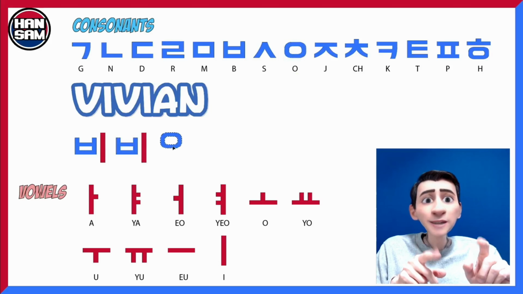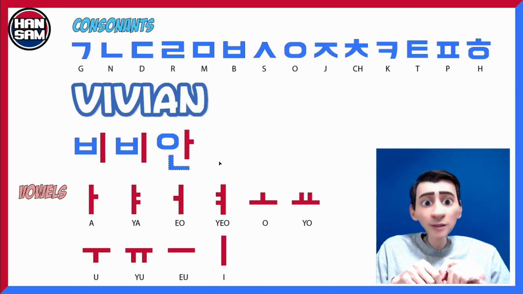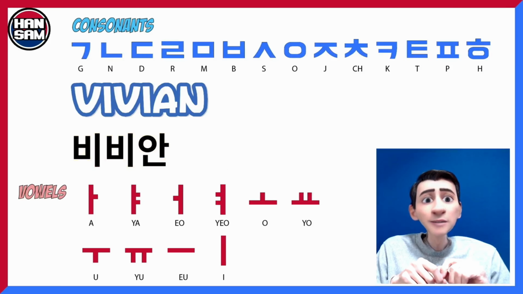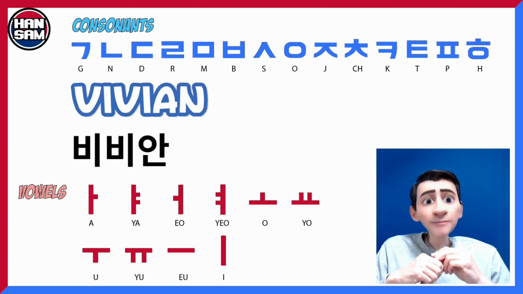Empty sound ieung, A from the vowel. N sounds from the consonant nieun. There you have it. Vivian. By the way, this is how Korean people pronounce it. Rather, in American English, it sounds more like Vivienne.